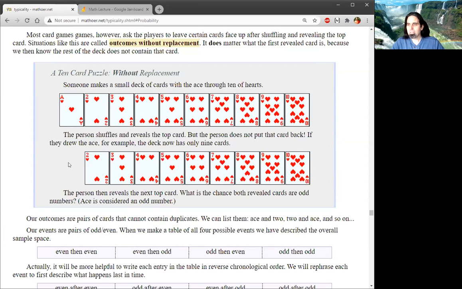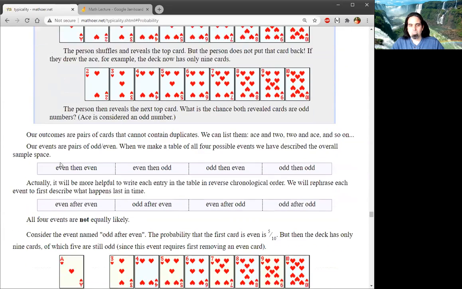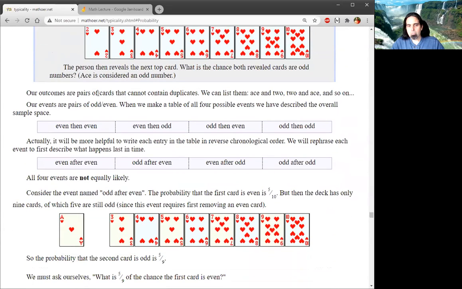Okay with this so far? Our outcomes are the same kind of thing. They're pairs of cards, but now they can't contain duplicates. So if we list them, we can't have double aces anymore. If we have ace and 2 and 2 and ace, that works. We wouldn't have 2 and 2 anymore, and so on.